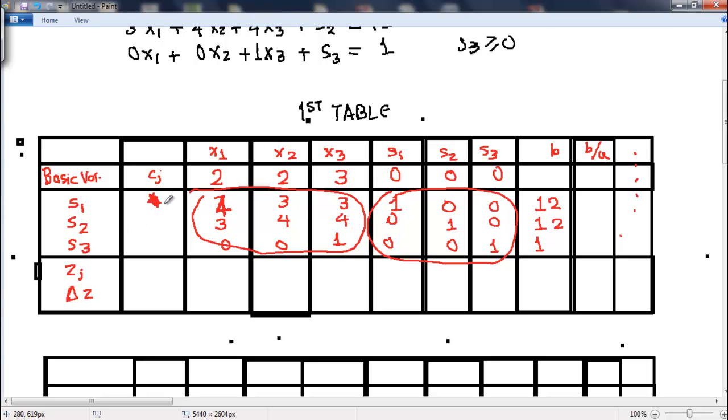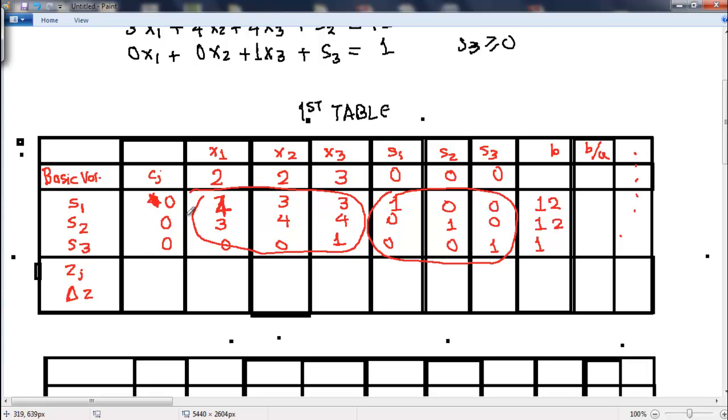Next to this I have 0, 0, and 0 because they are associated with a value of 0, since they are not real variables but slack variables. Now we continue to calculate Zj.